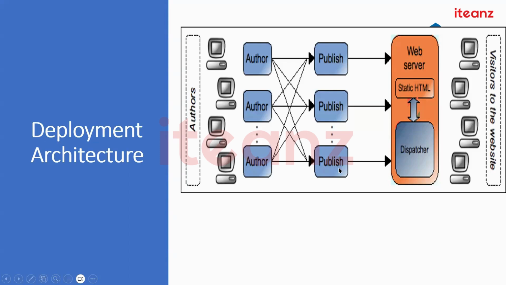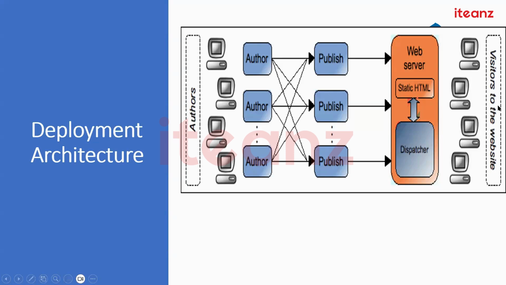All these servers are in sync, meaning holding the same content, same code, everything. So that's why if you see, each author is pushing the content to each publish server. So if I create a page, home page, and I say activate, it will go to all publish servers, right? So each publish server will have the content in sync.